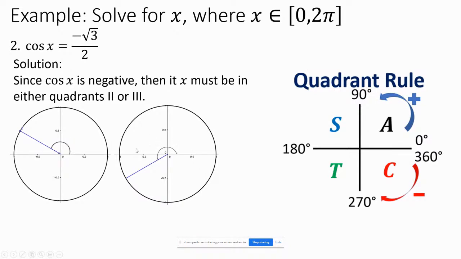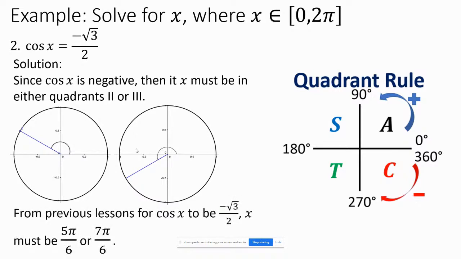Okay. So, special angle din ba siya, sir? Yes. Okay po. So, doon sa previous na discussions natin, anong sabi? For cosine x to be negative square root of 3 over 2, x must be 5 pi over 6 or 7 pi over 6. So, ito yung si 5 pi over 6. Kasi ito yung isang buong pi. Somewhere here siya. And then lagpas siya ng isang buong pi. That is somewhere here siya.